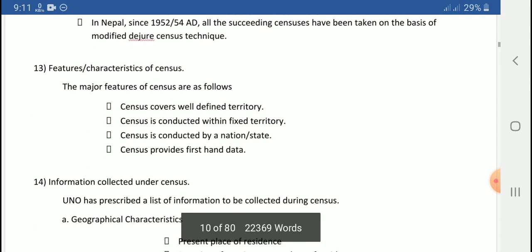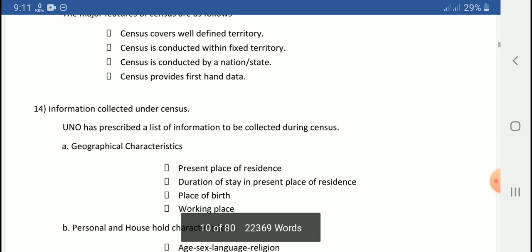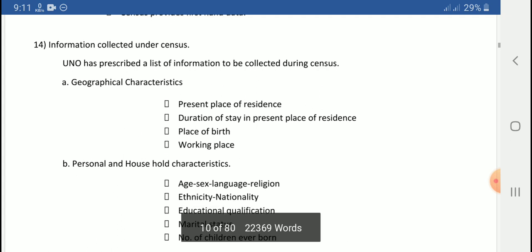So here are the features of census. You can go through it. Census covers all well-defined territory. That means a fixed area of a country or fixed territory. Yes, and it is conducted by the nation or government, and it provides first-hand data.